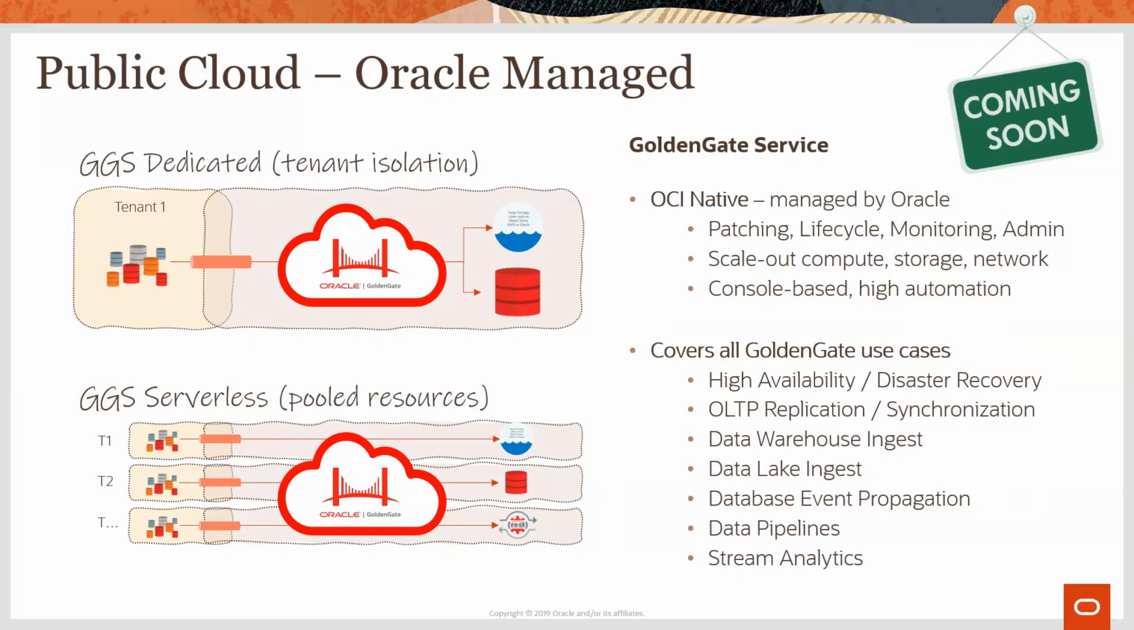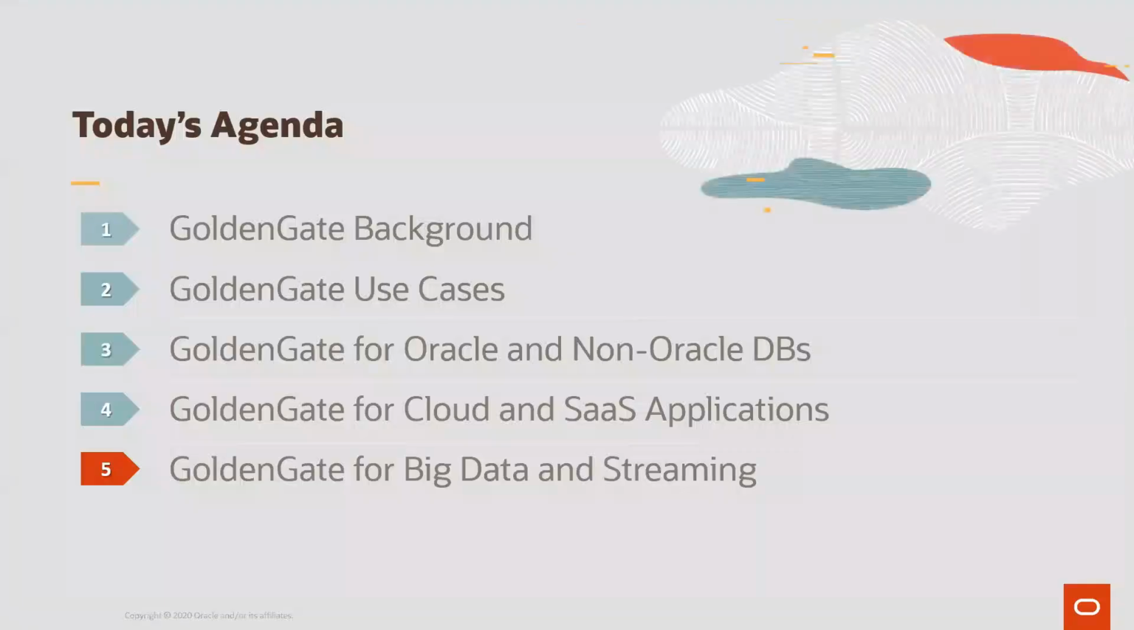So this service in the future will cover all of the normal GoldenGate use cases for database to database replication, non-relational use cases for big data and data lakes, and we're also going to be including stream processing capabilities here as well, so that any of the streaming analytics and streaming ETL use cases will be available as part of this public cloud fully managed GoldenGate service.